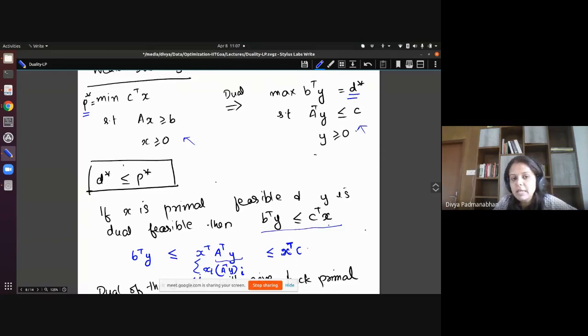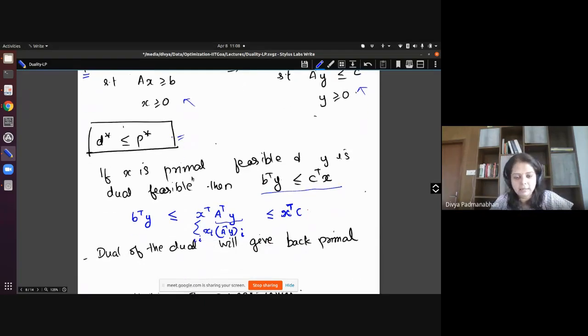Now in particular, it's also true for the optimum. This is true for all primal feasible and dual feasible values. So if you take the optimum value of the dual, you're going to get the maximum value of b transpose y, and that is just d star. And here, if you take the minimum value, you're going to get c transpose x star, which is just p star. So this is always going to be true. This is called the weak duality theorem.